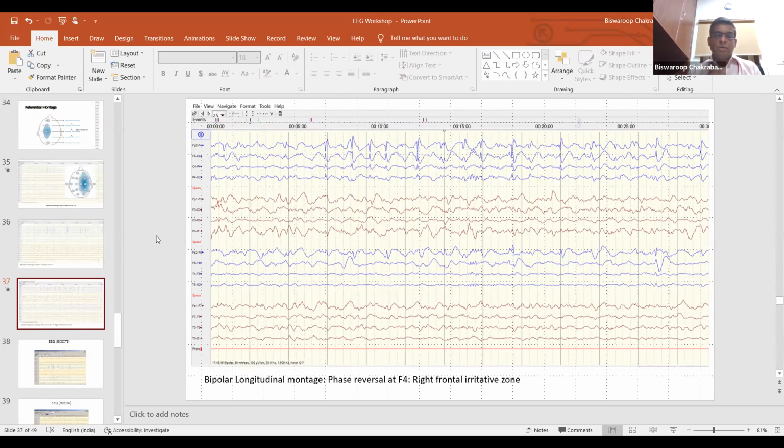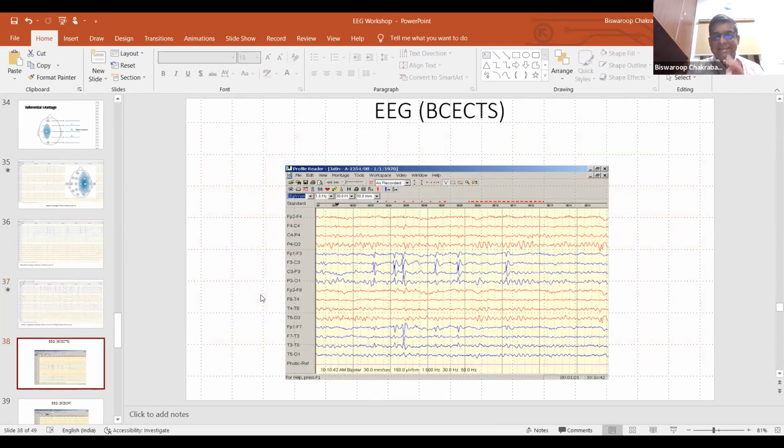Okay, so this is how, if it's a bipolar montage, FP2, F4, F4, C4, C4, P4, the electrode where phase reversal is happening is the culprit, the focus for epileptogenic zone. If it's a referential montage, then the highest amplitude. So this is a classical benign childhood epilepsy centrotemporal spike.